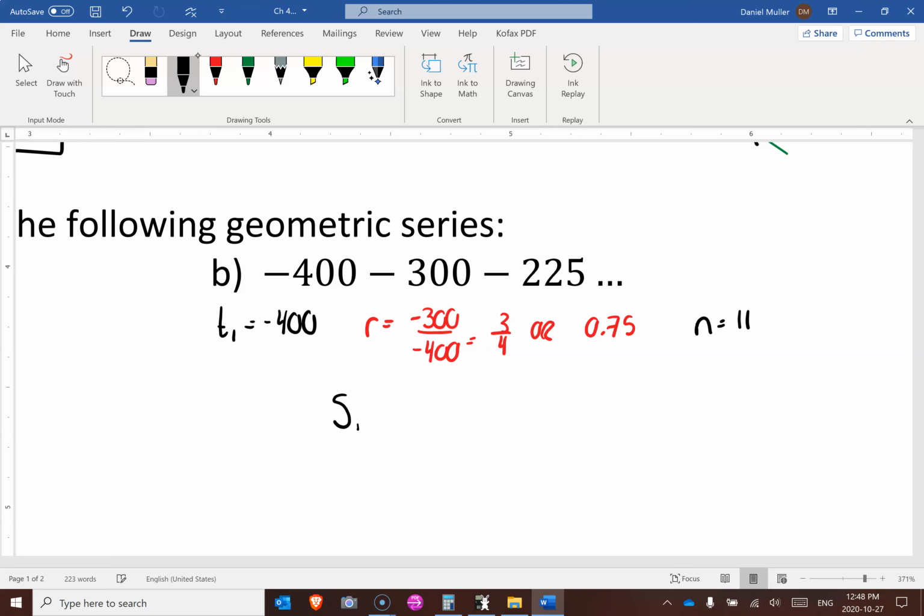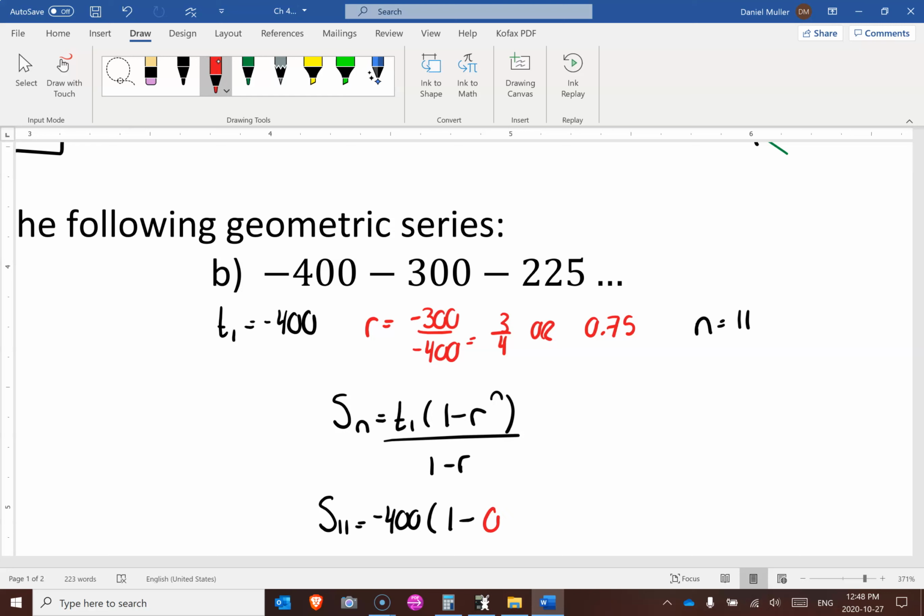So we can find the sum, Sn equals T1 times 1 minus r to the n, all over 1 minus r. And we are finding the sum of the 11 terms, so T1, which is negative 400, times 1 minus r, which is 0.75. I don't need to put it in brackets because it's not negative, to the power of 11.